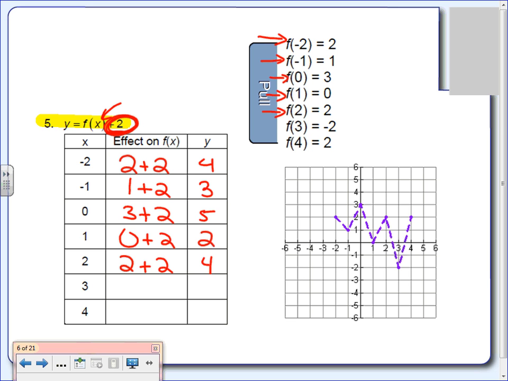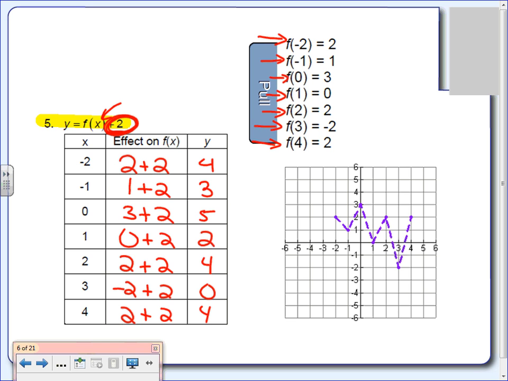Plug in a 3. F of 3 is -2. And -2 plus 2 gives me 0. And then the last one, if I plug in a 4 here, f of 4 is 2. And 2 plus 2 gives me 4. So these are the new ordered pairs that we get this time. So let's come over here and plot the points and see what happens with this graph.